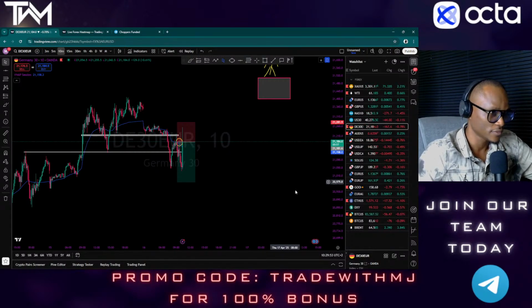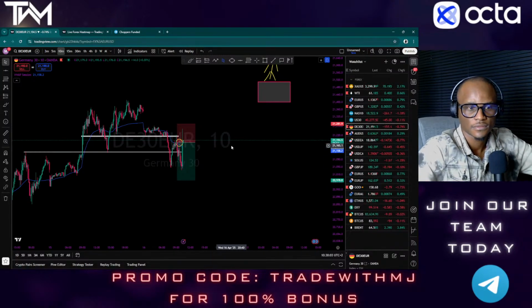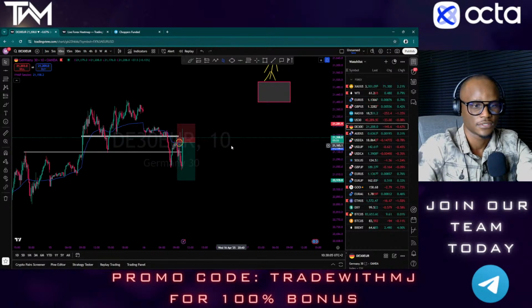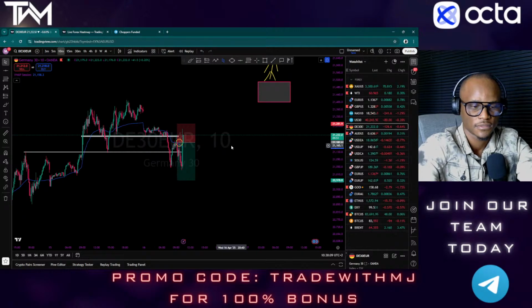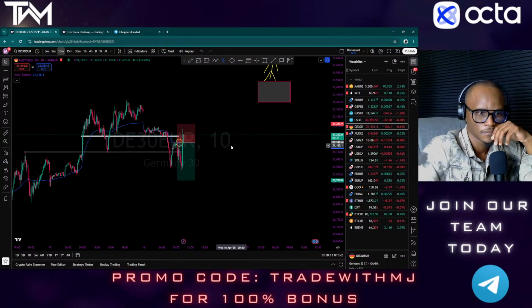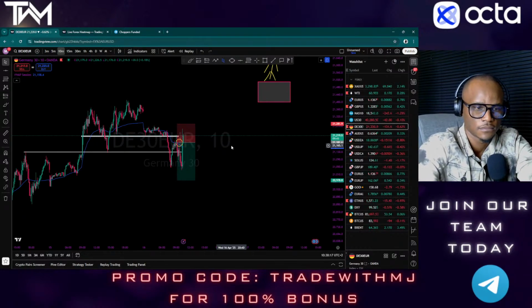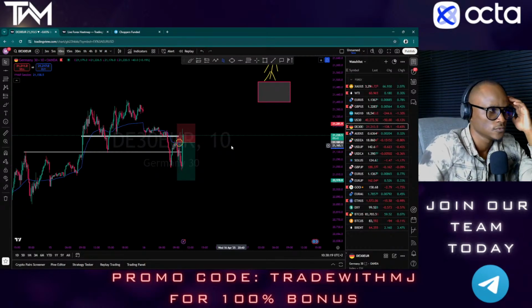Exactly. Imagine trading without a stop loss. This is what I always preach all the time. Guys, what's going on? This is crazy, man. What's going on?